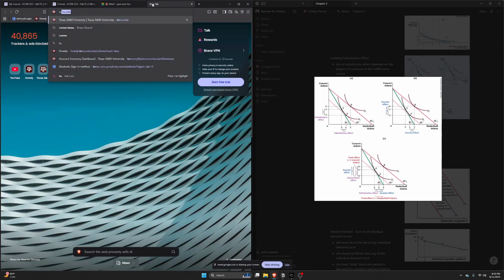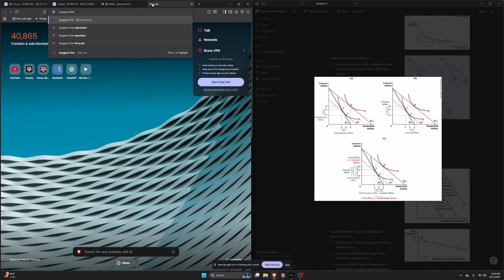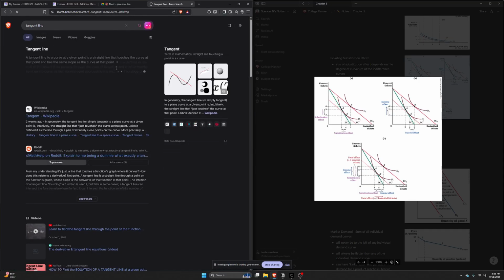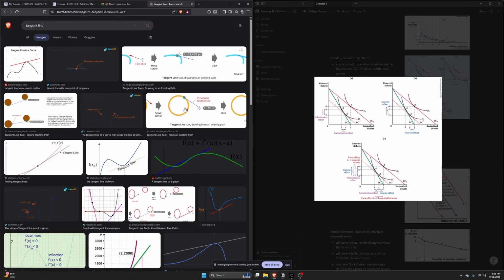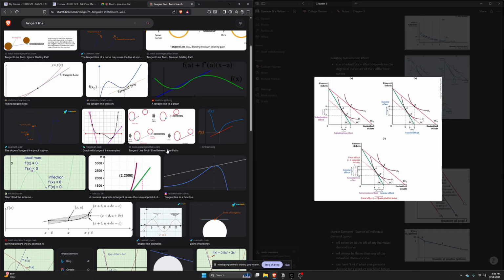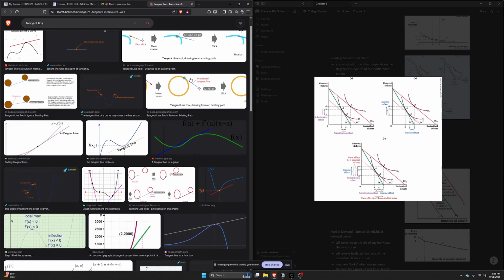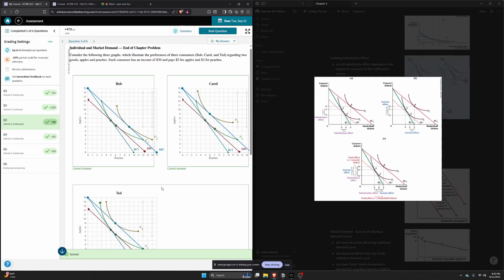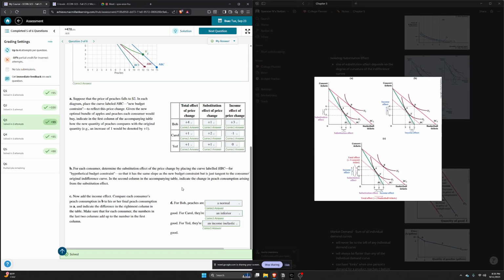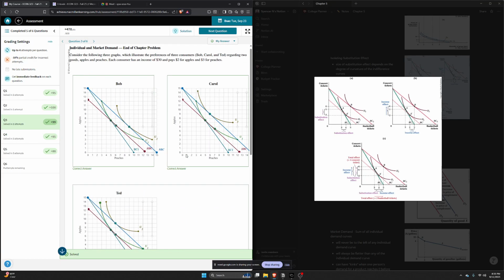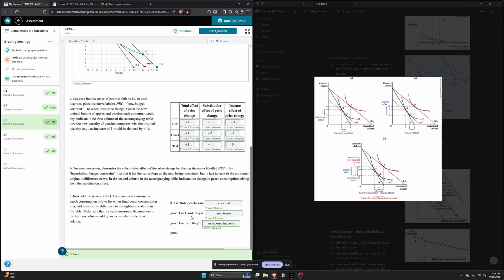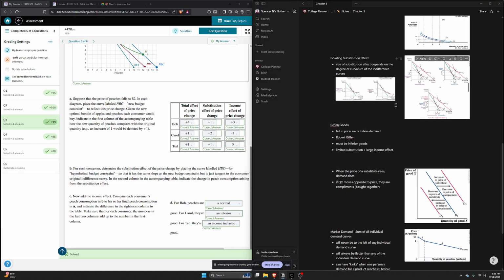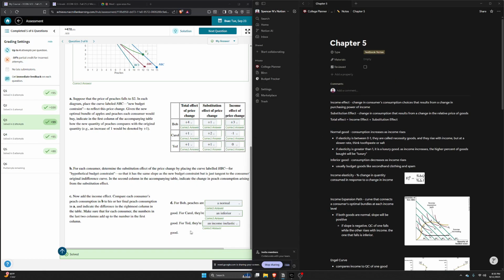Let me show a tangent line, just so everybody gets this. It has to be along the curve, so it wouldn't be jutting off that way. But yeah, that's how you do that. For Bob, they are normal. For Carol, they are inferior. I guess we can go back to definitions. And for Ted, they are income inelastic. All right.